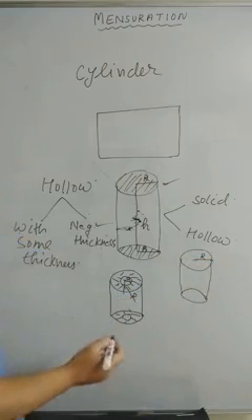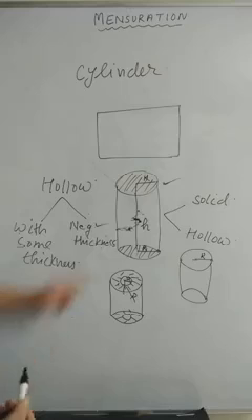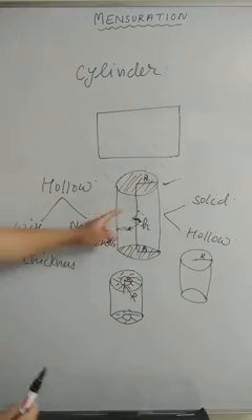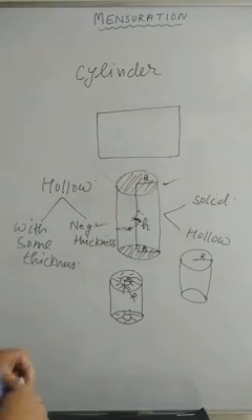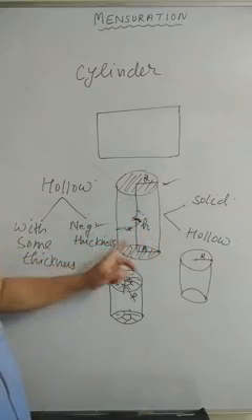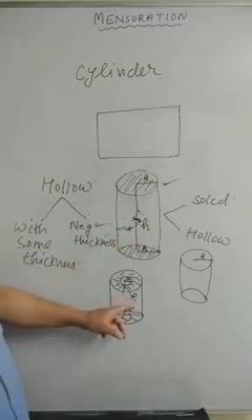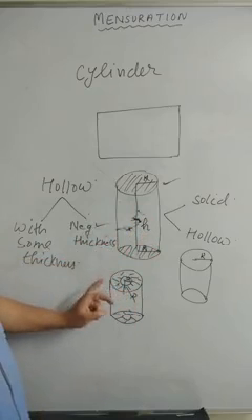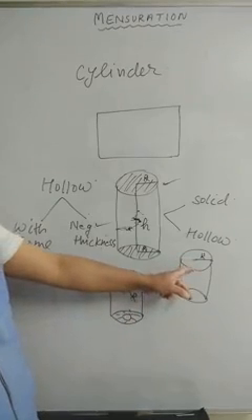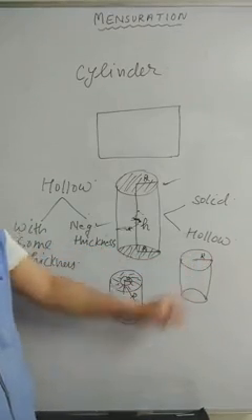Now first we will study the solid cylinder, and in this solid cylinder we will study how to find its curved surface area, its total surface area and its volume. Then the same thing we will do with the hollow cylinder with some thickness, and then the same we will calculate with the hollow cylinder without any thickness.